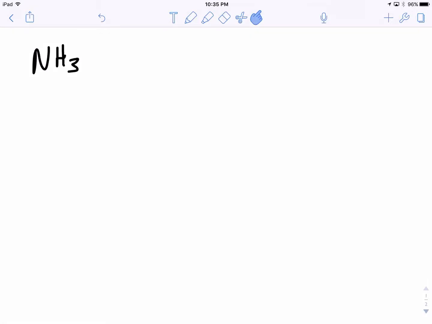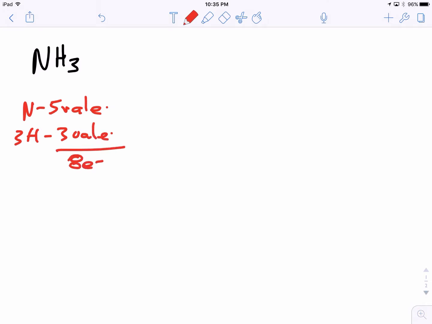Alright, so we're going to go through the steps for doing the dot structure and VSEPR for ammonia. First, let's take a look at how many electrons we're going to have to work with. Nitrogen has 5 valence electrons, and the 3 hydrogens have 1 each, so that's 3 electrons we can work with there. So we have a total of 8 electrons to work with.